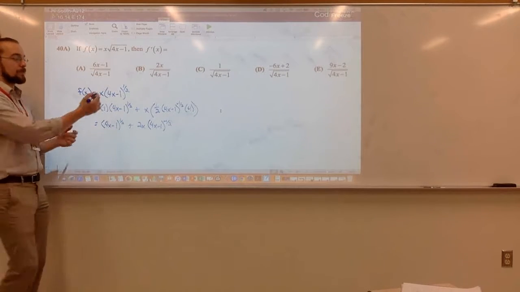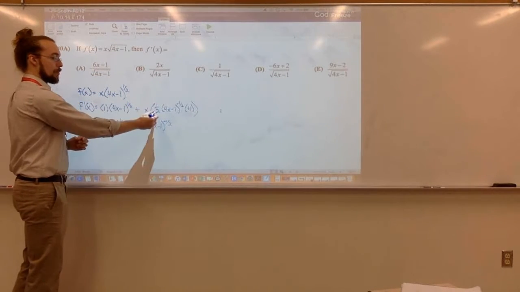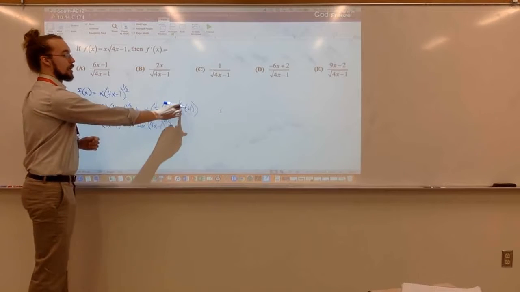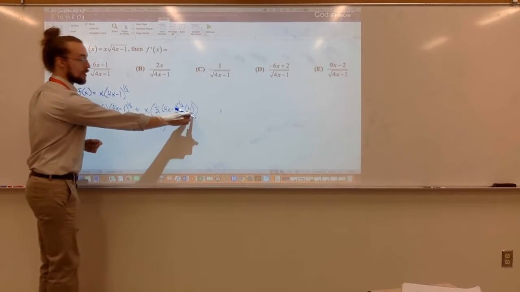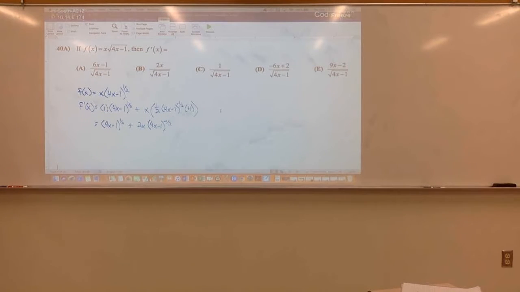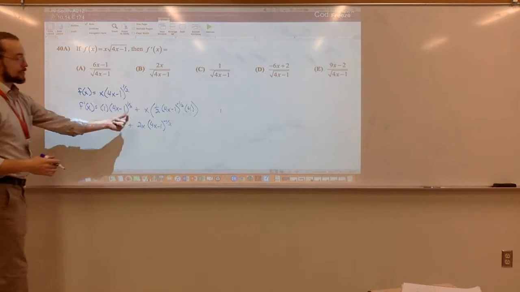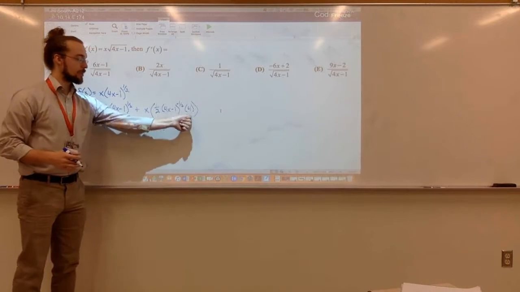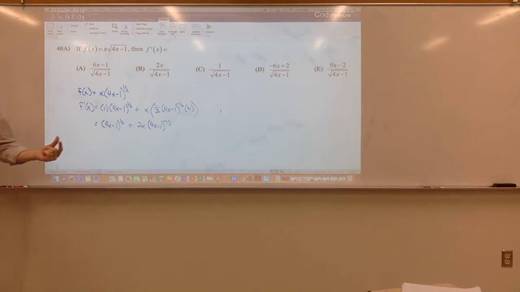So when I took the derivative of the second, I brought the 1/2 power down, didn't change the inside, subtracted 1 from the exponent, then times the derivative of the inside. The derivative of 4x minus 1 is 4. And then in the next step, I just took the x times the 1/2 times the 4, 2x. You good up to there?